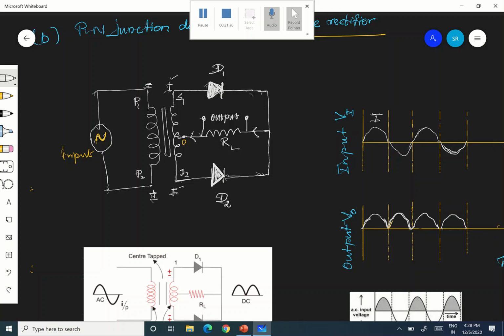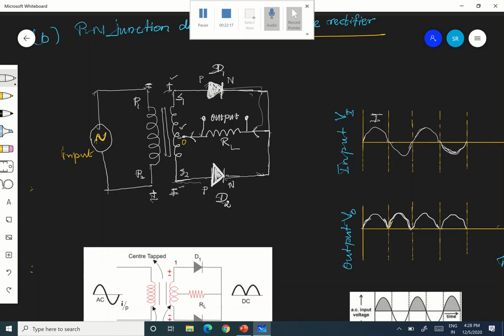If S1 is positive, just listen. Diode D1: P is connected to S1, and N of the diode D1 is connected to O through a load resistor, correct? Like that, P of D2 is connected to S2 and N of D2 is connected to O through the load. First understand the circuit.